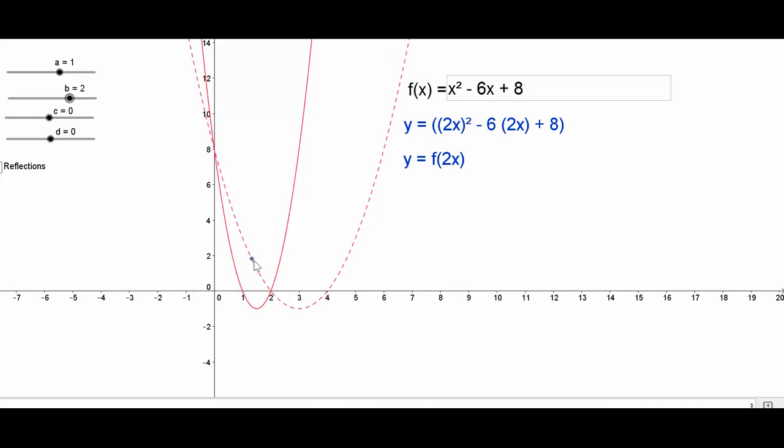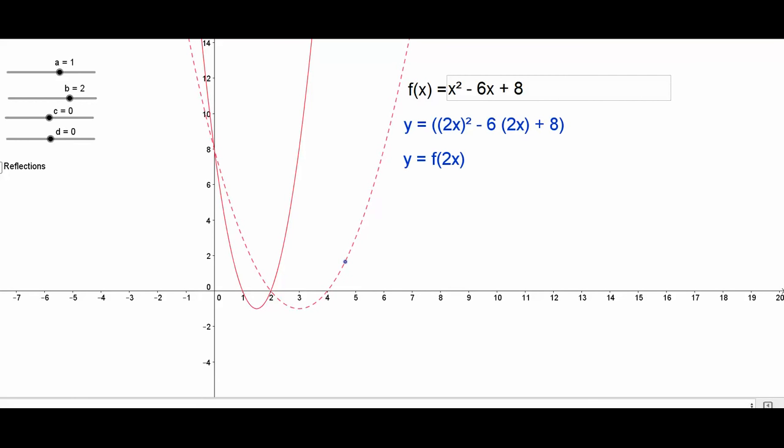parallel to the x-axis. So we would call this a stretch of factor a half parallel to the x-axis. We can see that the point 4, 0 has been transformed to 2, 0, and 2, 0 has been transformed to 1, 0. So the points on the x-axis are half as far away from the y-axis now. The point 0, 8 has remained where it is, so that doesn't change on a stretch parallel to the x-axis.